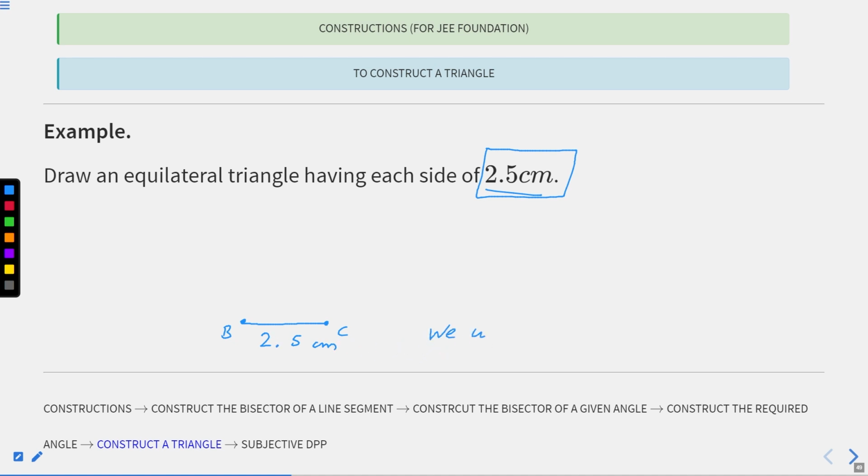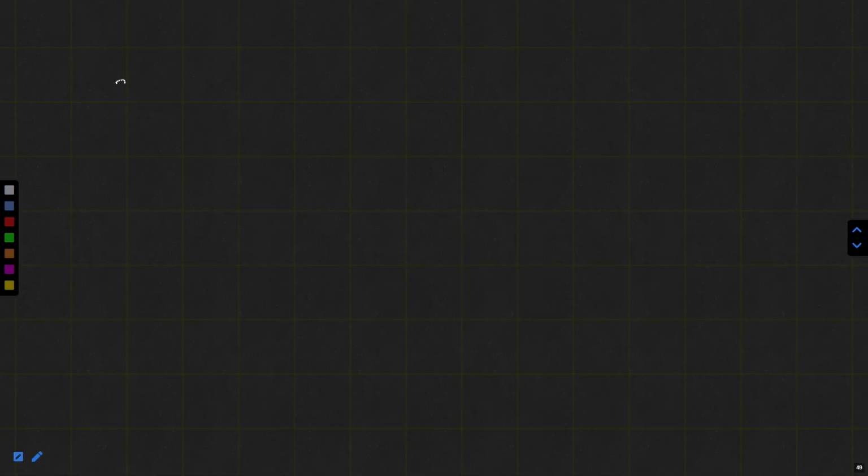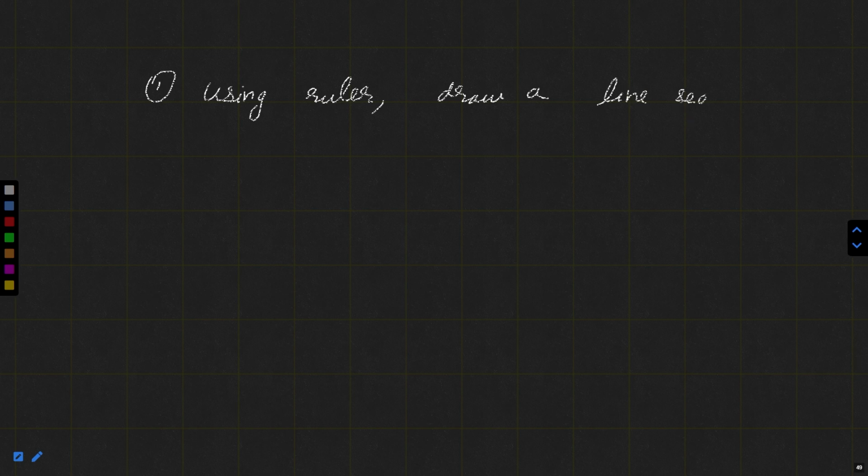So we use a ruler for this. Okay, first step. Now we do the second step. So in the first step, using a ruler, draw a line segment of length 2.5 centimeter. Okay, so here is the BC line segment of 2.5 centimeter.